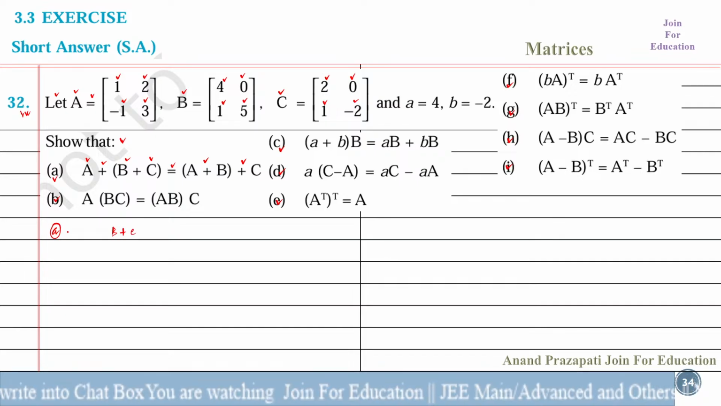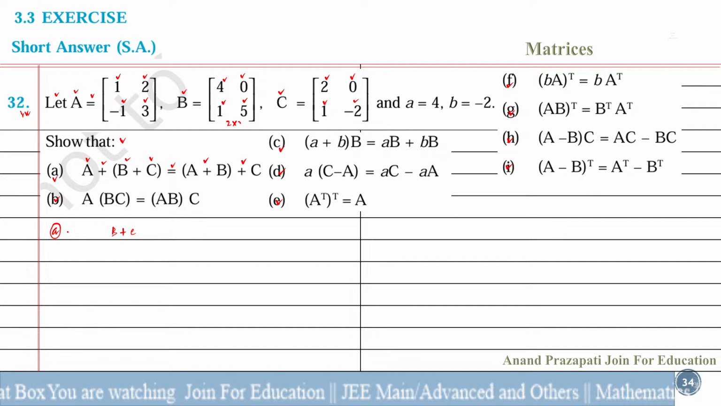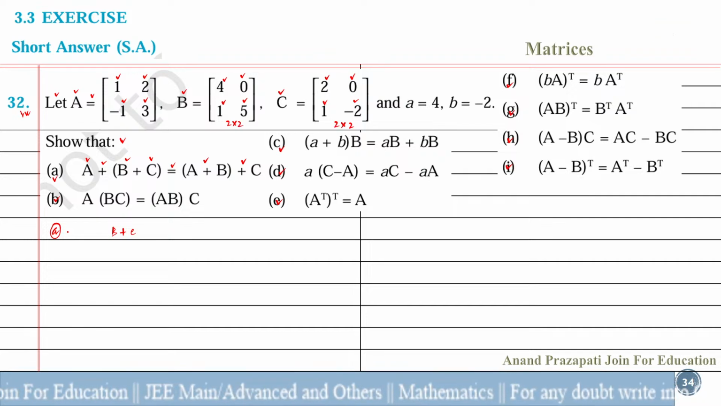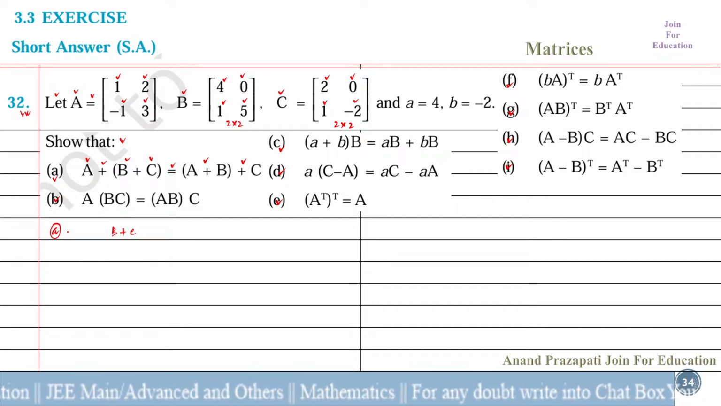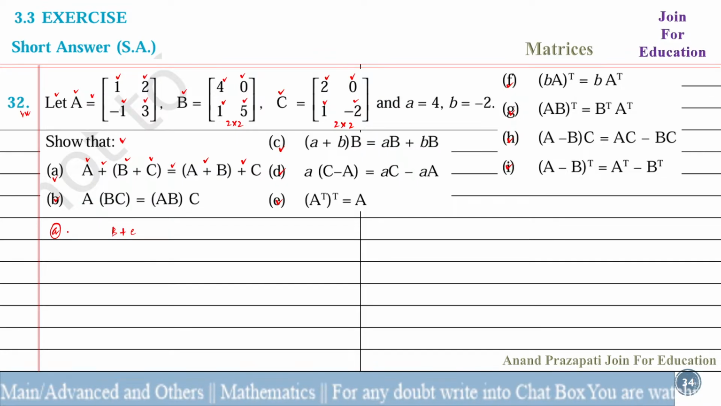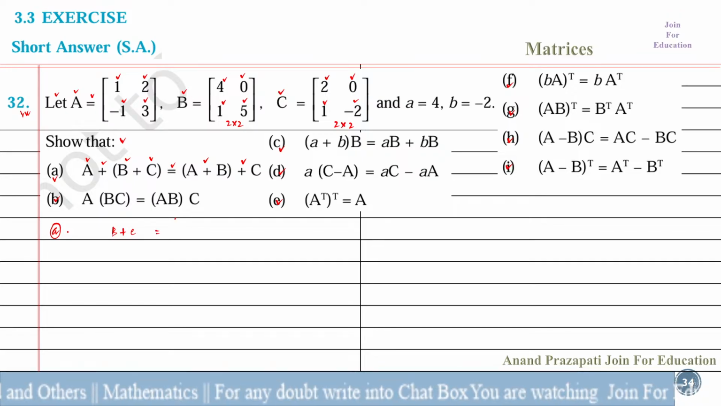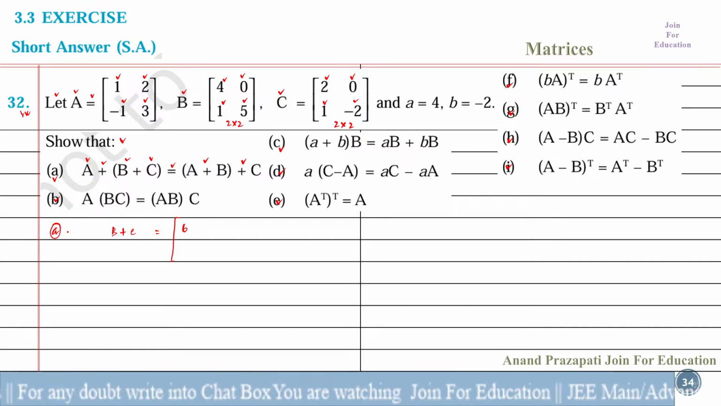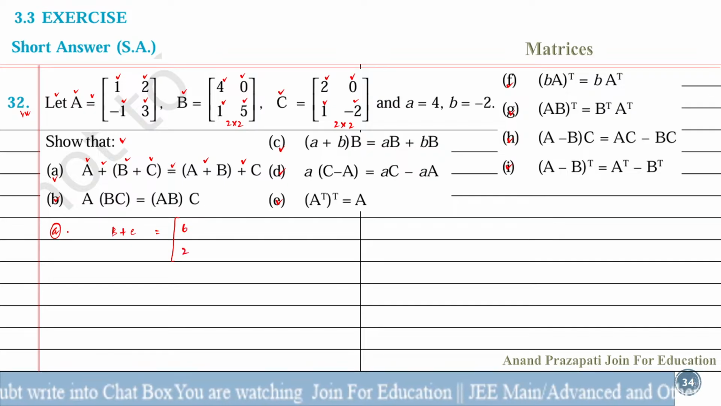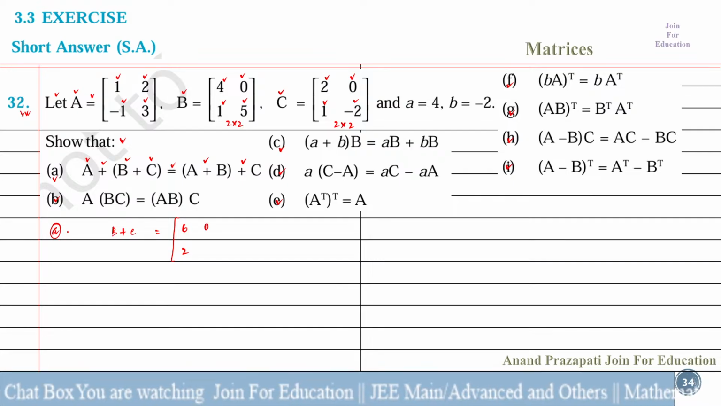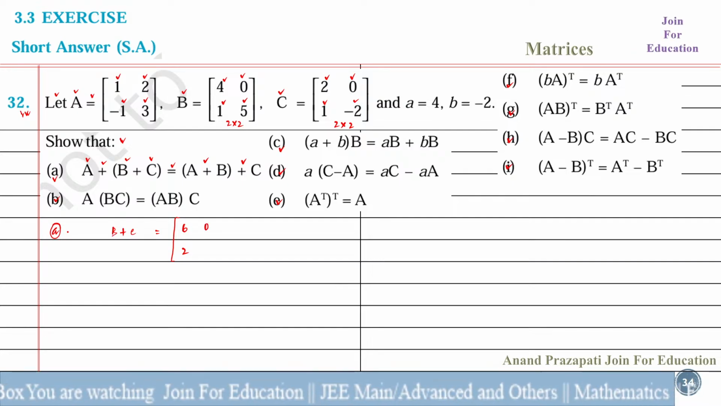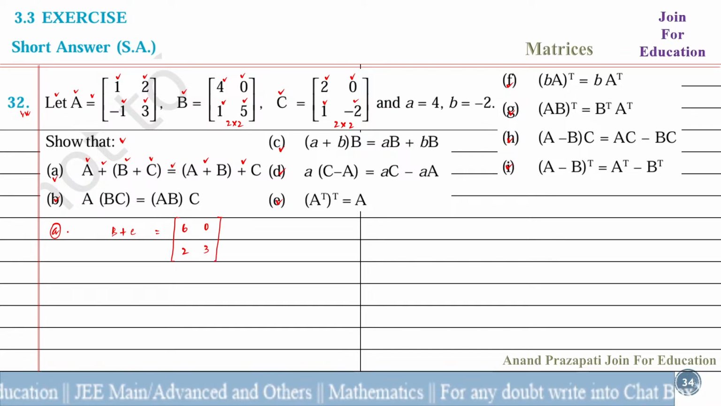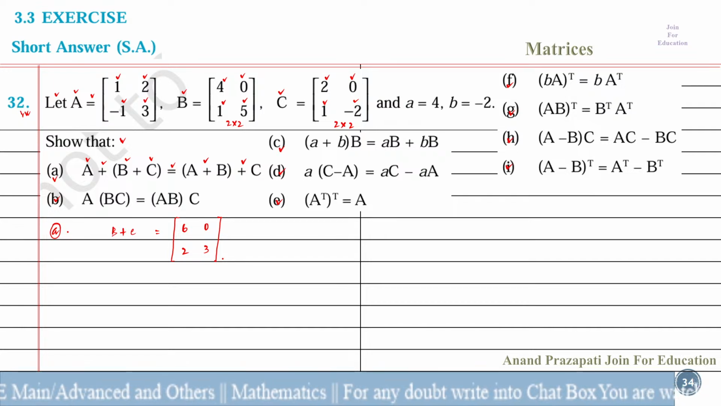The order of B is 2 by 2 and order of C is also 2 by 2. Therefore B and C are confirmed for addition. Therefore here B plus C will be 4 plus 2 equal to 6, 1 plus 1 equal to 2, 0 plus 0 equal to 0, and 5 plus minus 2 equal to 3. There is no problem to understand up to this step.